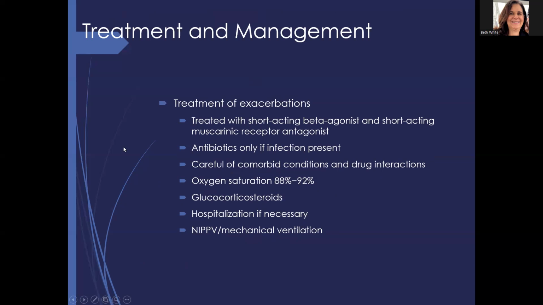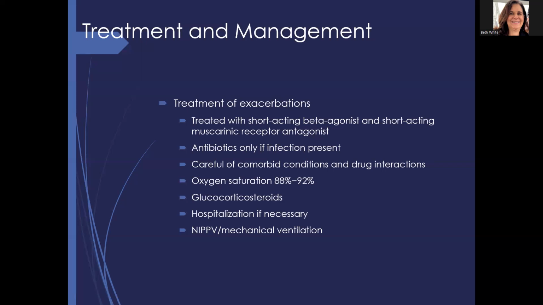Treatment of exacerbations include the initial or acute treatment with short-acting beta agonists and short-acting muscarinic receptor antagonists, or DuoNeb, Combivent, those drugs that we give every day. Antibiotics, only if infection is present, but I will guarantee you that most of your COPD patients are going to get covered with antibiotics because they still don't know what's growing. They don't know what's happening.